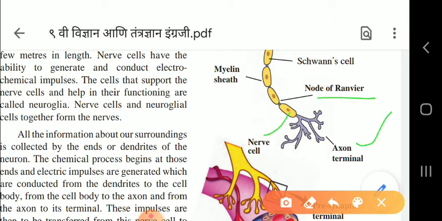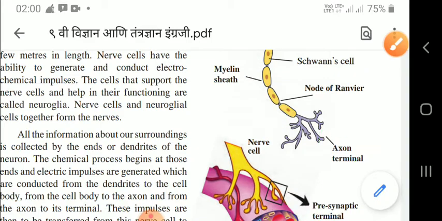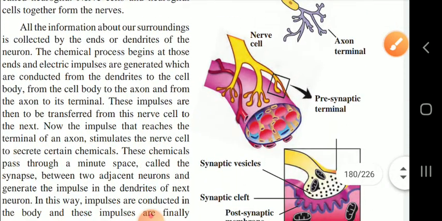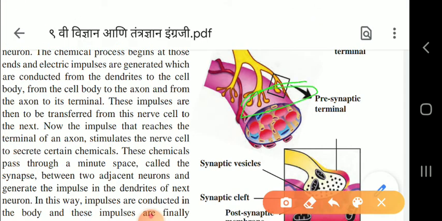Nerve cells, myelin sheath, Schwann cells, etc. are there. Now from the axon, this message goes to the axon terminal. Here only, another cell's axon will meet. After this axon terminal, this portion is called the synapse. Here is the presynaptic terminal. Whatever endings are there, these are the axon endings.